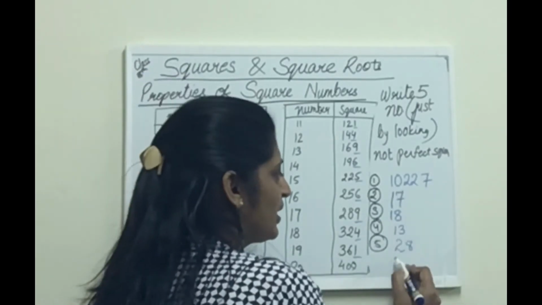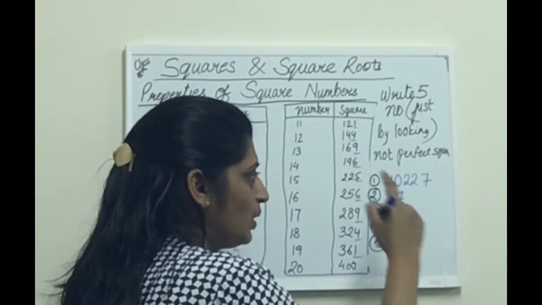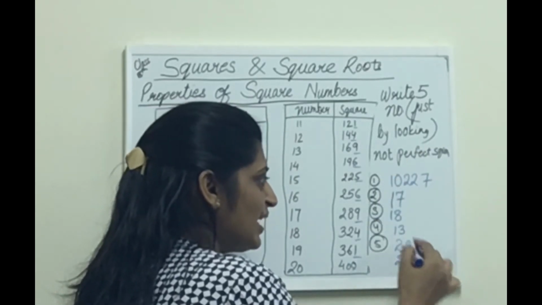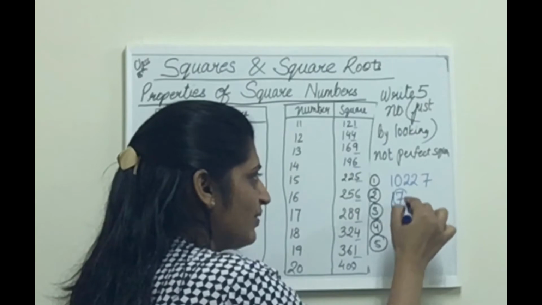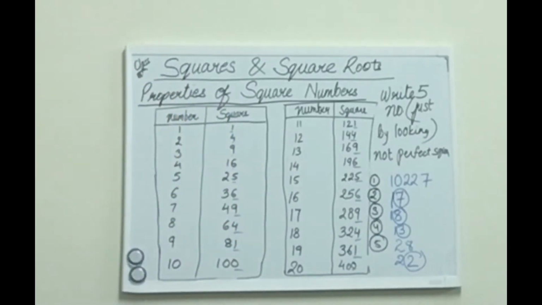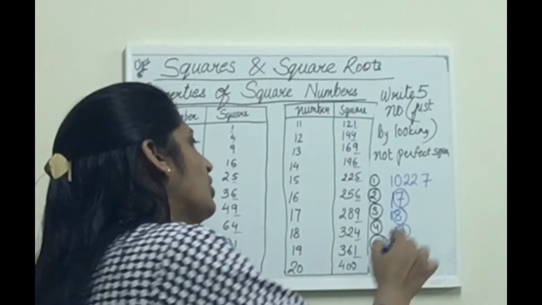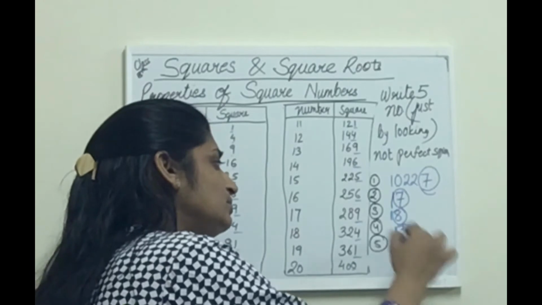I can take one more example for this, 22. So I covered all those numbers. 2 is there, 3 is there, 7 is there, 8 is there. 2, 3, 7, 8. Since they are at the units digit, they cannot be perfect squares. Okay?